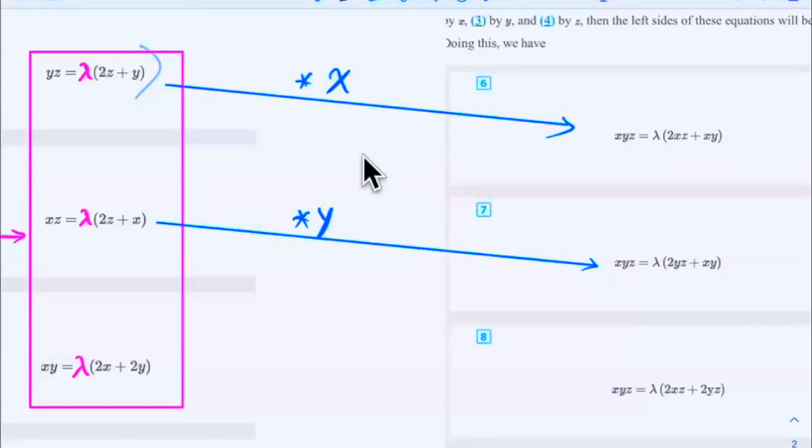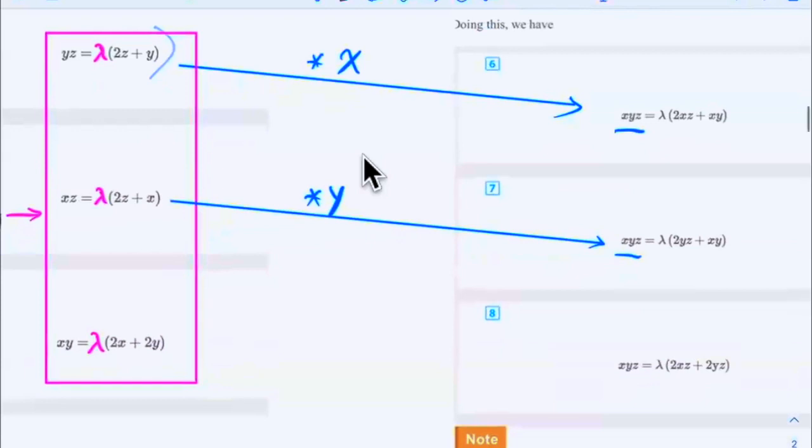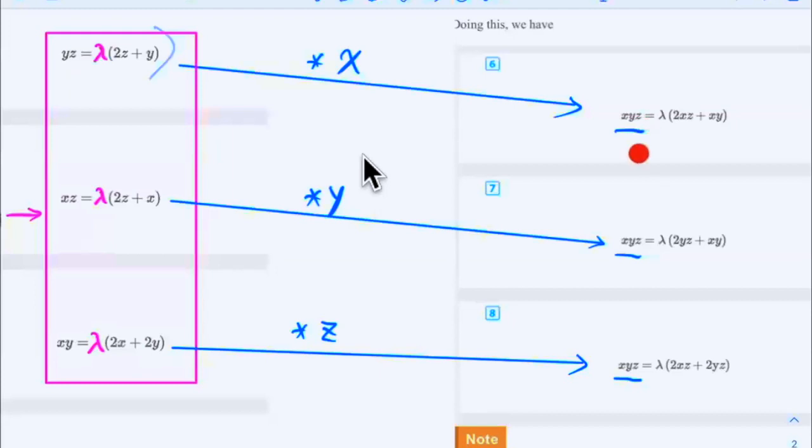And I also get xyz, right? xyz, xyz, okay? And then multiply the last equation here by z on both sides. I also get xyz on this side, okay? That way, if you see a pattern like this, you say, okay, maybe I can do this. So all of them have xyz on one side, and that way you can equate the right side over here, right? So that's one way to do it.